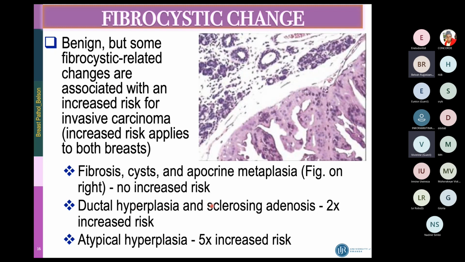But when there is sclerosing adenosis, the risk of developing cancer is 2 times increased as compared to those who don't have this. And if there is atypical hyperplasia, meaning that there is hyperplasia, but some cells are not good, they look atypical. Atypical means dysplastic. So this means a 5 times increased risk of developing breast cancer.